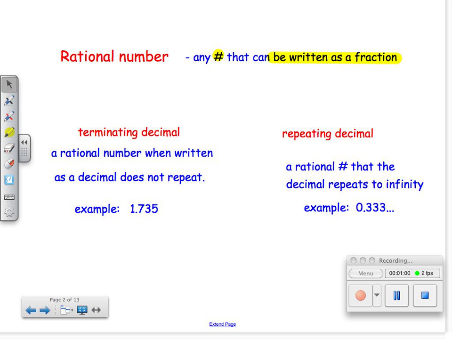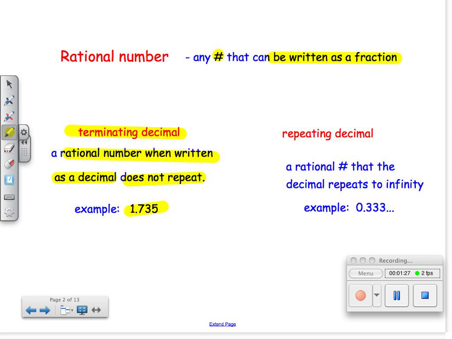Very good. A terminating decimal, here's the second definition, is a rational number that, when it's written as a decimal, does not repeat. So example would be 1.735. None of those numbers repeat. That's a terminating decimal. Terminate means to end.